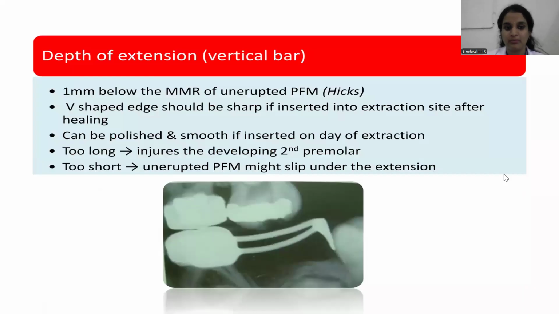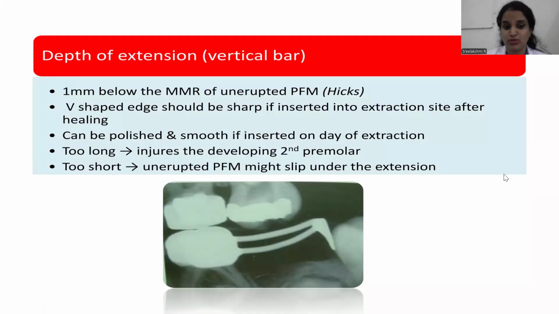The depth of the extension should be 1 mm below the mesial marginal ridge of the unerupted permanent first molar, according to Higgs. It is basically V-shaped and should be sharp if inserted into the extraction site after healing. This is actually a single day procedure. It can be polished and smooth if inserted on the day of extraction. If it is too long, it can cause injury to the second premolar, because it is hitting on the premolar, so the developing tooth can be harmed.